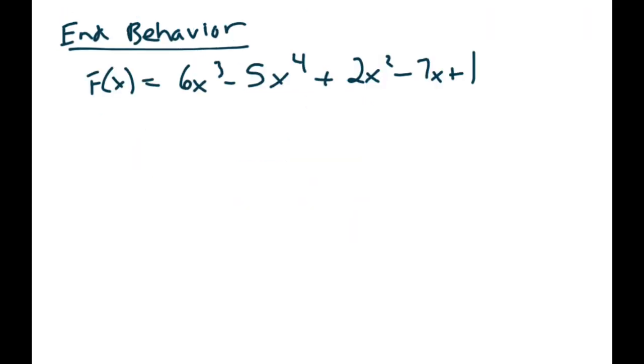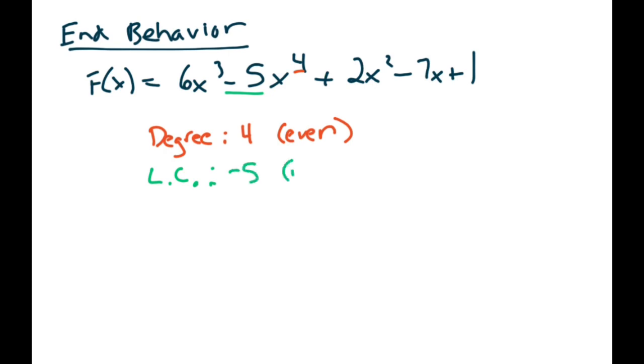So if I'm asked for the end behavior, I'm going to find the degree, which is the biggest exponent. So my degree here is 4, which is an even number. My leading coefficient is the number that is with the variable that has that degree of 4. So this would be -5, which is negative. So since it has an even degree, they're going in the same direction. Negative means that direction is down and down.